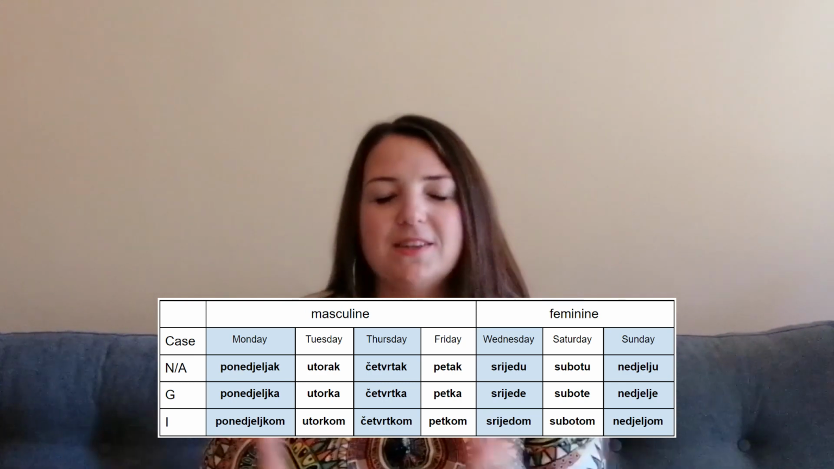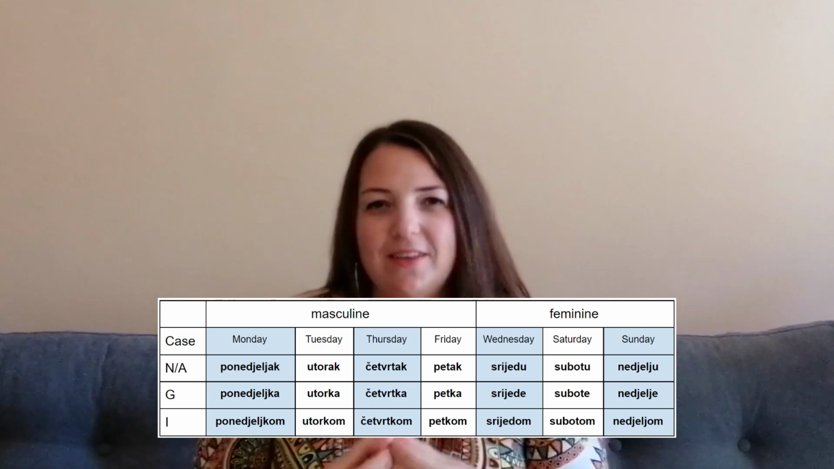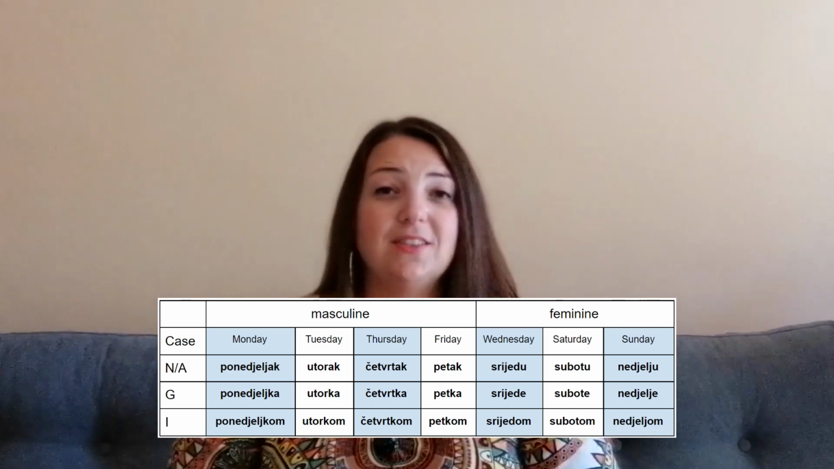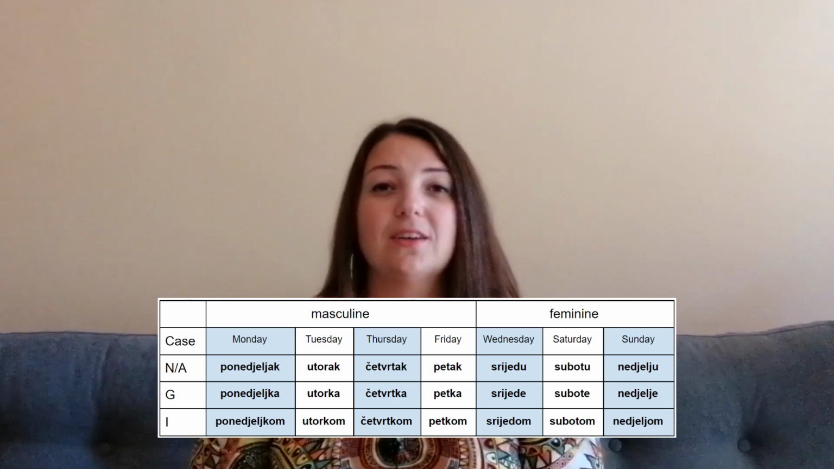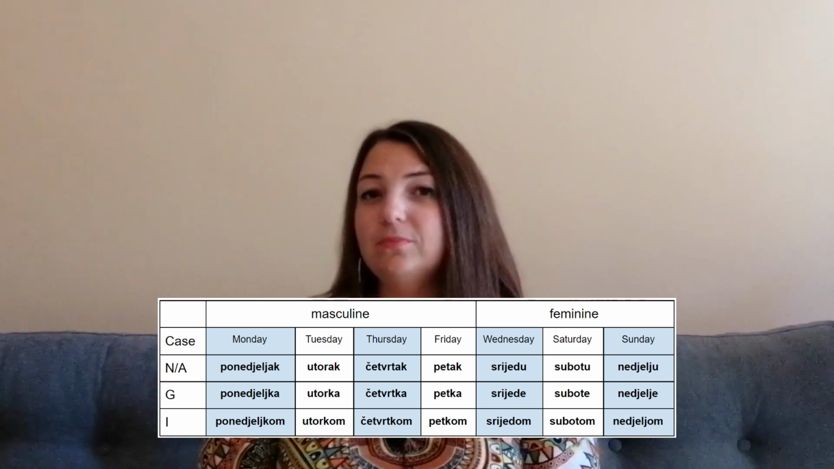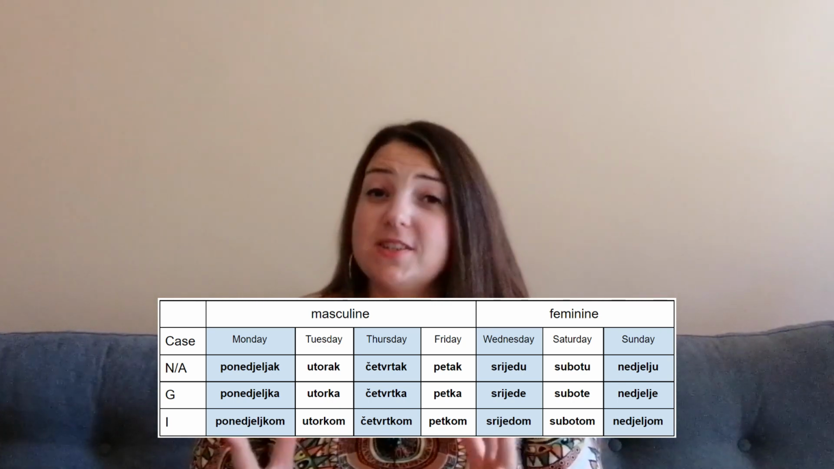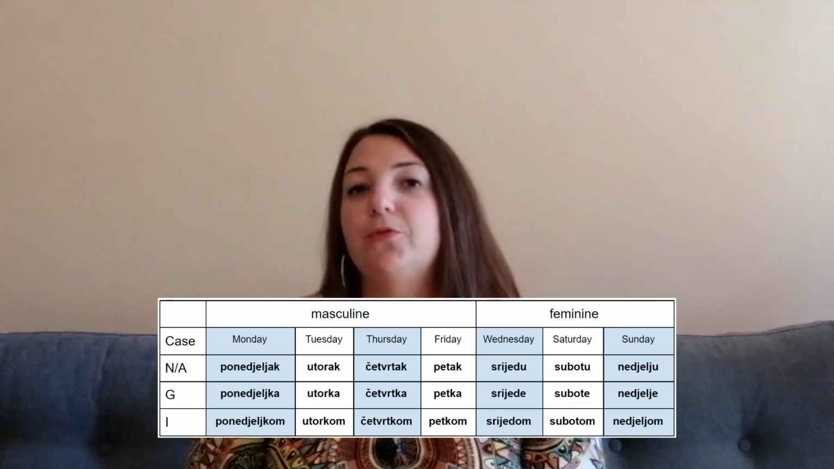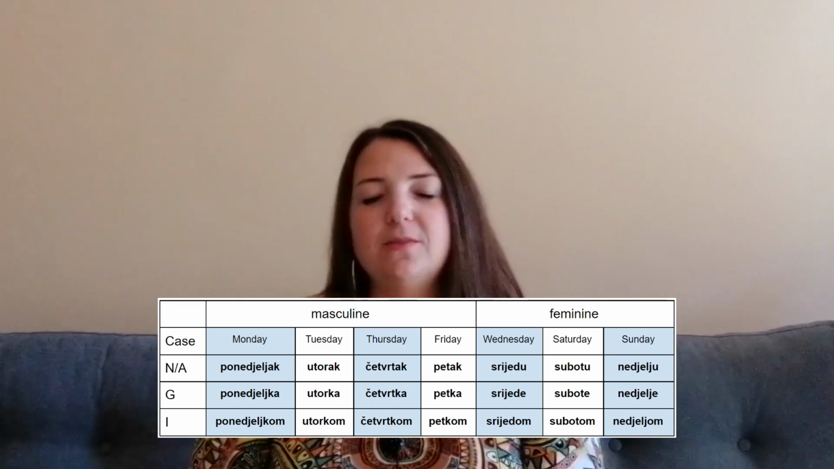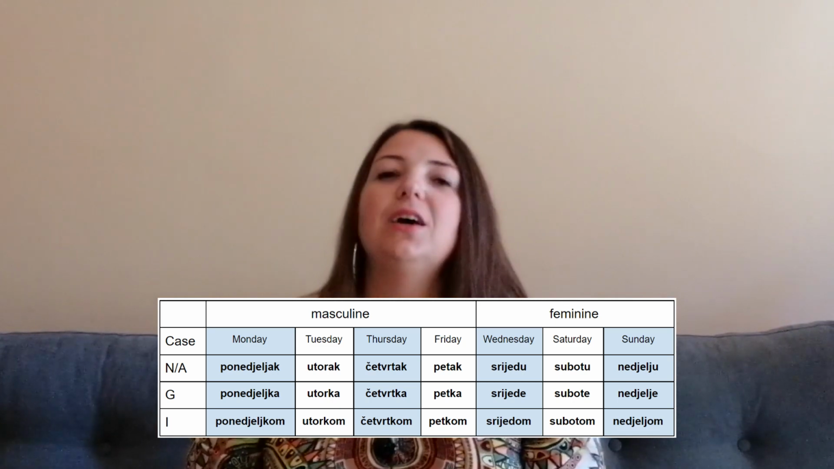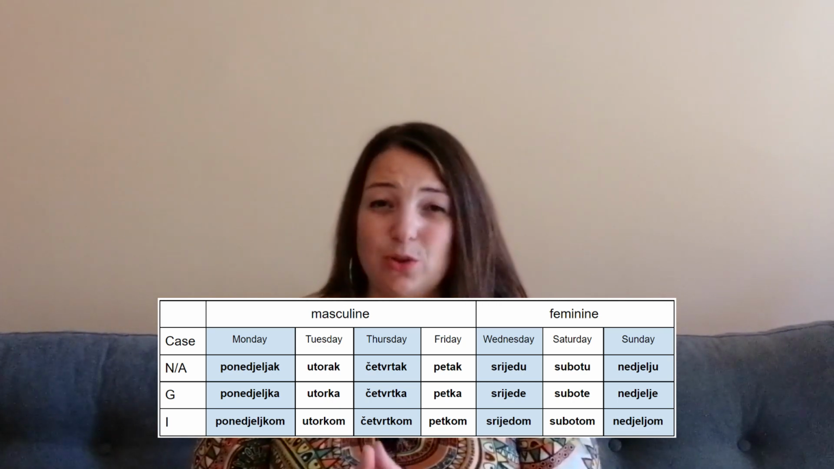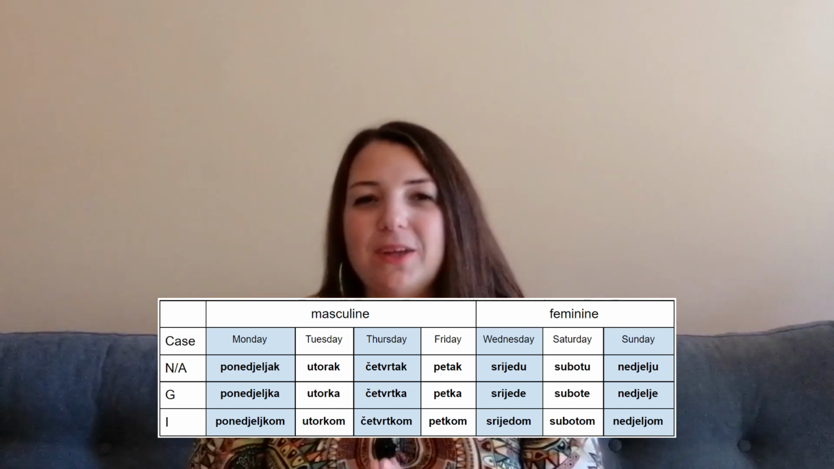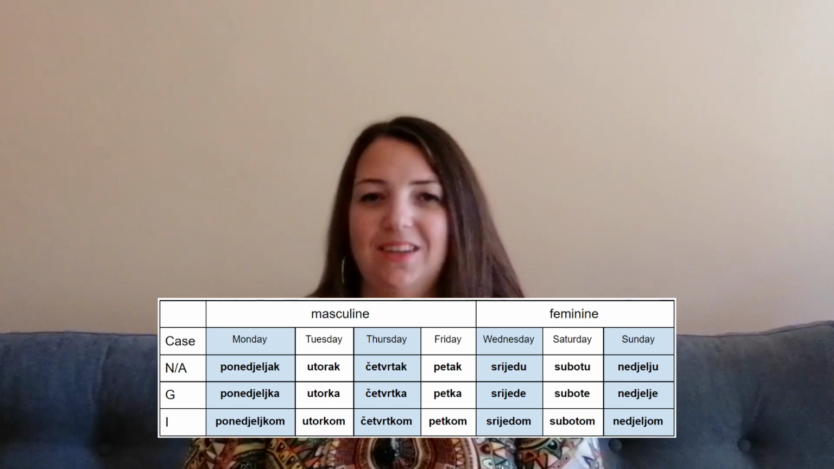So nominative is ponedjeljak, utorak, srijeda, četvrtak, petak, subota, nedjelja. The accusative for the masculine is the same, but for feminine is a little different. Okay, so it's ponedjeljak, utorak, srijedu, četvrtak, petak, subotu, nedjelju.